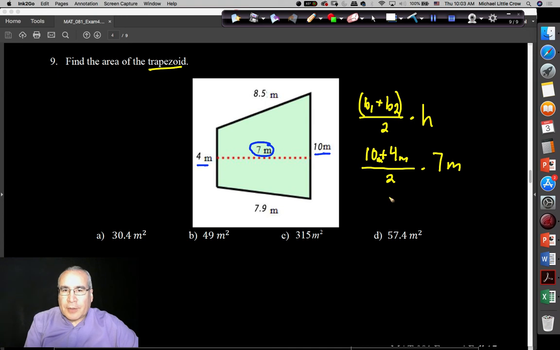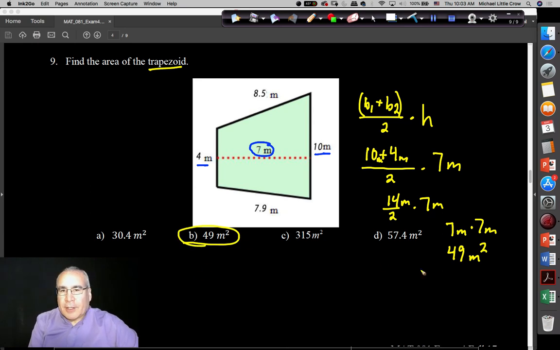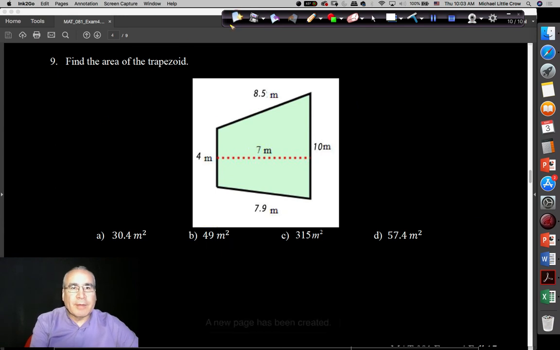So we end up with 10 plus 4 is 14 divided by 2. That's going to be meters times 7 meters. 14 divided by 2 is 7. So we get 7 meters times 7 meters. 7 times 7 is 49. Meters times meters is meters squared. So there it is right there. Answer B, 49 meters squared. Okay, so follow the formulas and you'll get your area of a trapezoid. Save that picture. Move on to question 10.